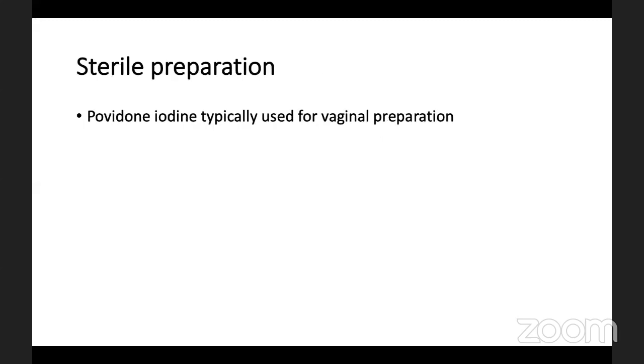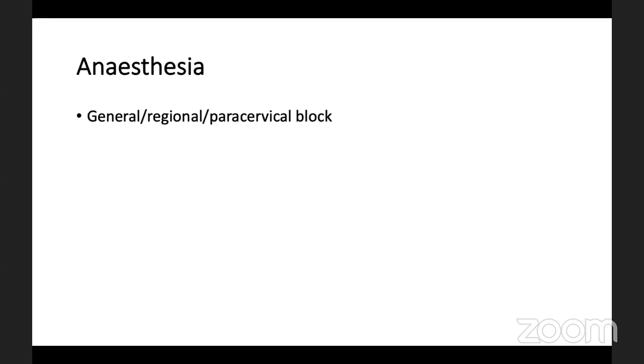And then we come to preparation for the actual procedure. It's a sterile procedure, so we'd clean up the patient with iodine, typically used for vaginal preparation. And then anesthesia, I'm going to leave this because it was extensively discussed by Dr. Tim earlier on, for the different types of analgesia and anesthesia for hysteroscopy.